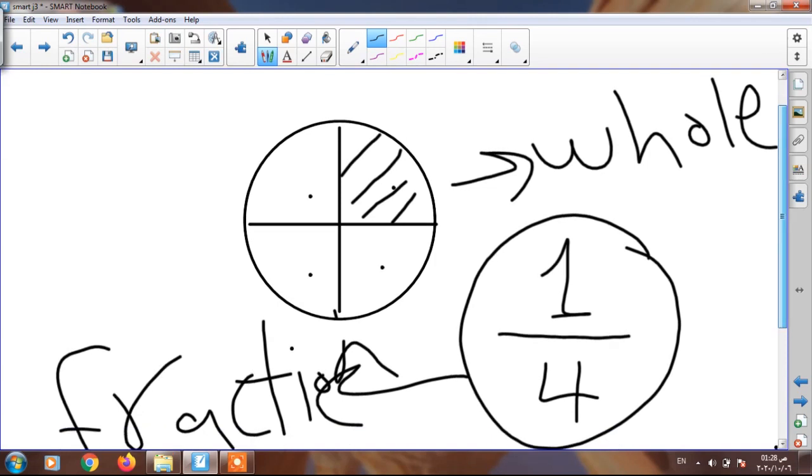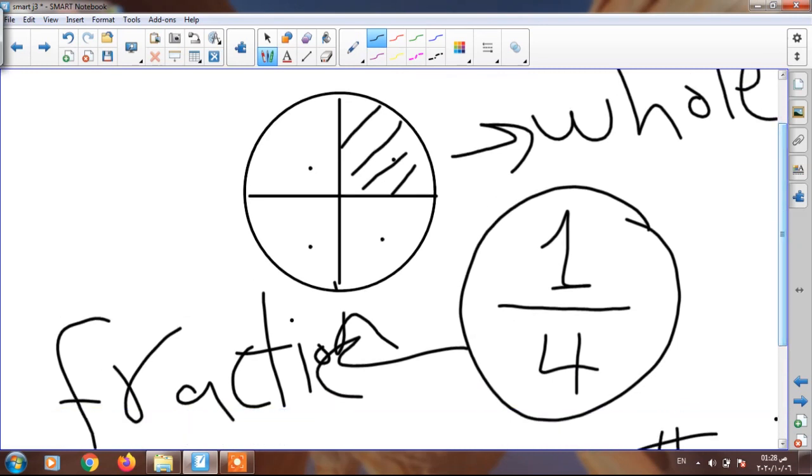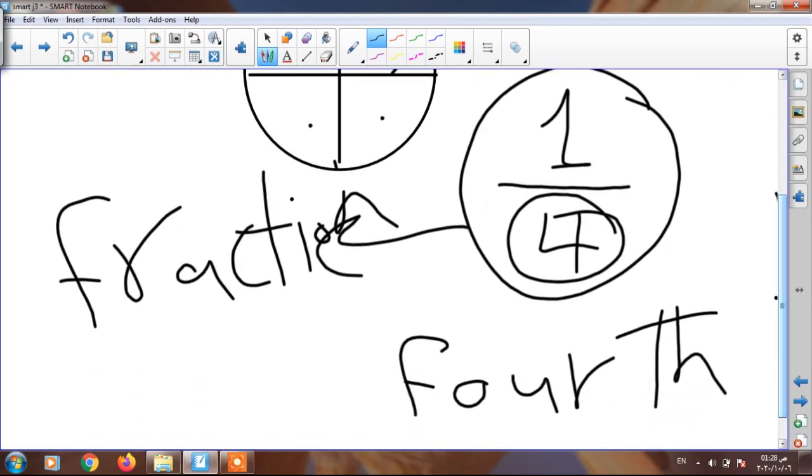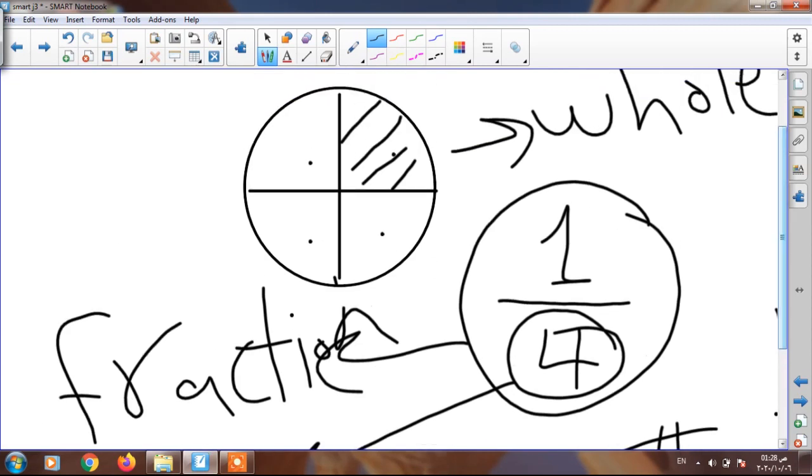And here I want to know the meaning of fraction. Fraction means a part of the whole. It consists of what? 2 numbers. Here I have a fraction line and 2 numbers, up the fraction line and down the fraction line. The number down represents the all parts. And the number up represents what? The colored part. Here I have how many colored parts? Only 1. So up the fraction line I will write 1. And 1 here represents the colored part.